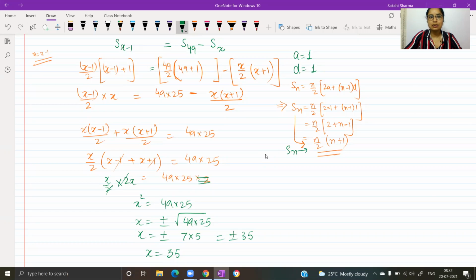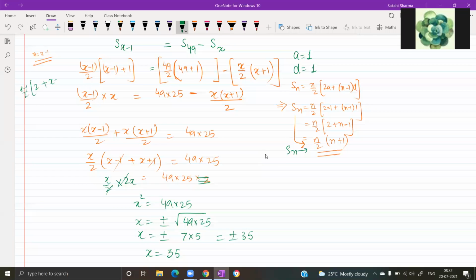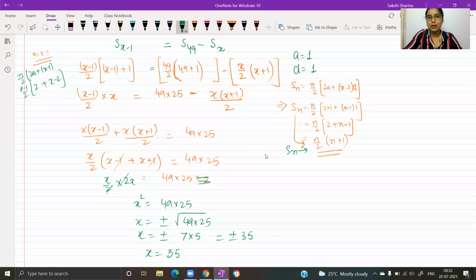I think you are saying if we use the same formula twice, then plus x minus 2. This is what you're saying? Yes, ma'am. This is a direct formula, n by 2 into 2a plus n minus 1 times d. I did not use this. I used this one after simplifying. You will eventually get this result. x square will be equal to the product of 49 and 25.